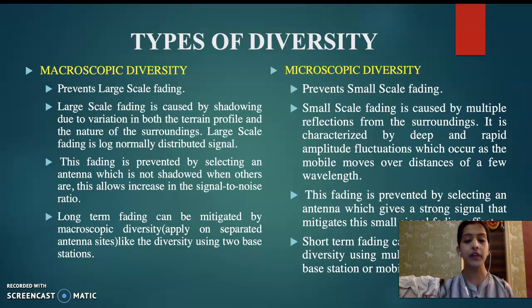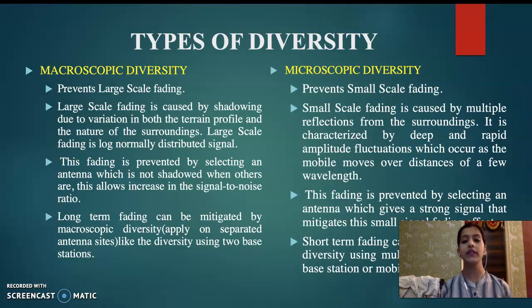This fading is prevented by selecting an antenna which is not shadowed when others are. This allows increase in the SNR. Long-term fading can be mitigated by macroscopic diversity, applied on separated antenna sites like diversity using two base stations.